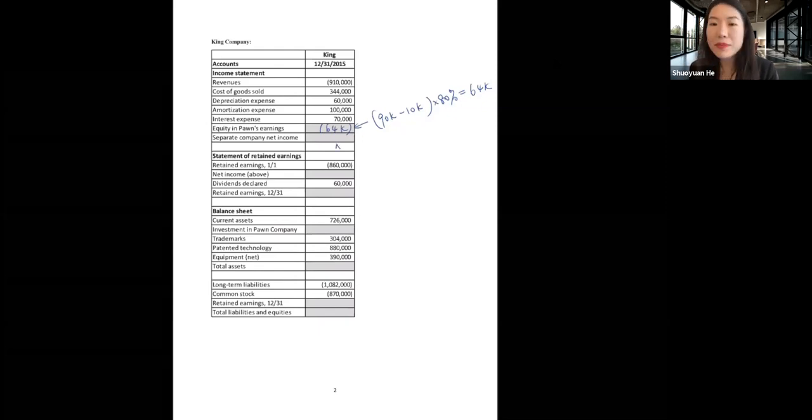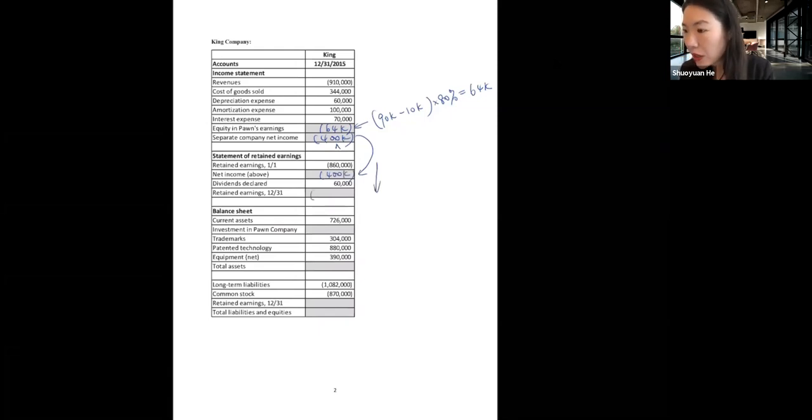And if you add them up, that will give you 400,000. And this 400,000 is carried over to the statement of retained earnings. If you add up everything on the statement of retained earnings, that will give you 1.2 million. And then you carry over the ending balance for retained earnings to your balance sheet.